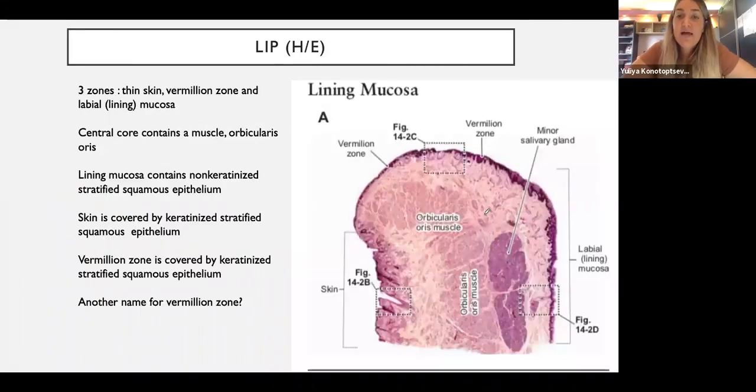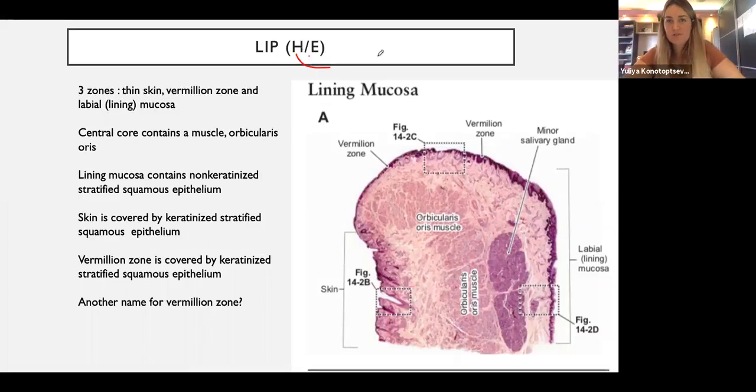Okay, let's do the first slide, which is the lip. Okay, let's get over with it. It's your first one, so congratulations on that. We have lip, H and E, hematoxylin and eosin. A little bit of histo 1.